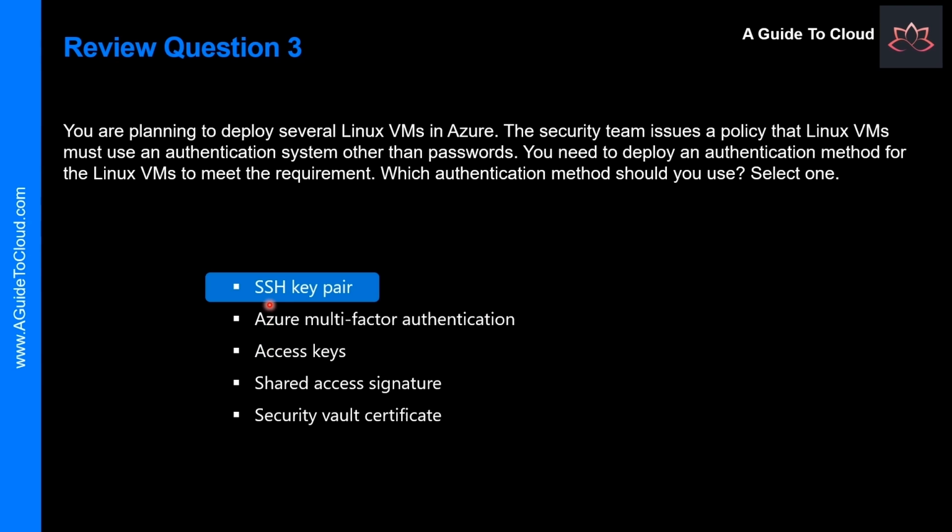So the correct answer is SSH key pair. Azure supports two authentication methods for Linux VMs, passwords and SSH. Access keys and shared access signature are the access methods for Azure storage, not for Azure VMs.